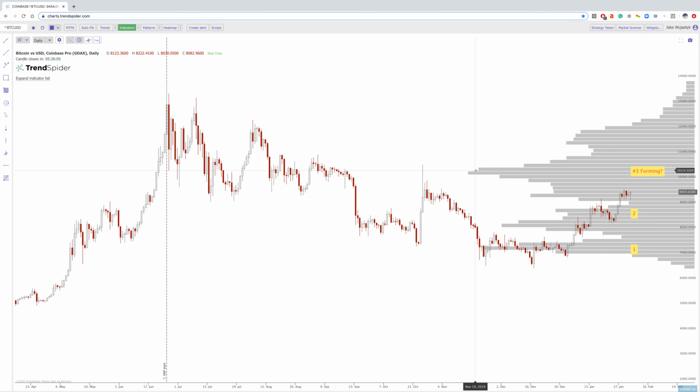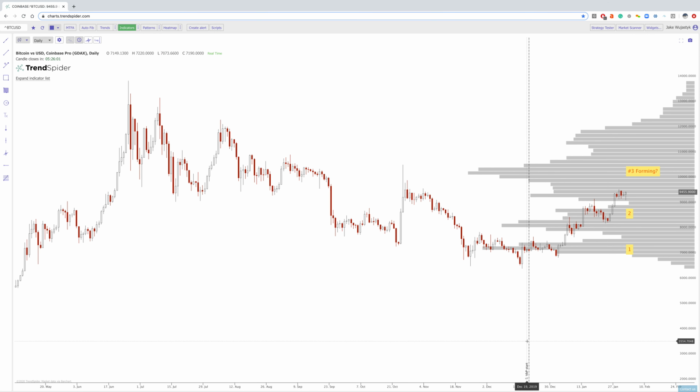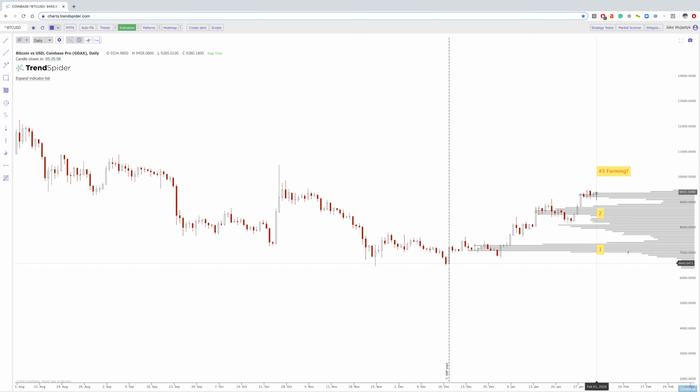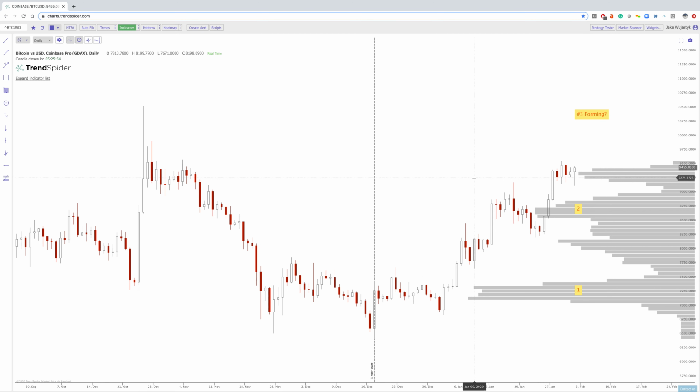So that is how you can utilize this anchored volume by price on TrendSpider. There is not another platform out there where you can easily just visually move this. This is easily, I would say, one of the most powerful features on the platform, especially when you utilize it with different features such as raindrops or anchored volume weighted average price. And so that's how I really use it.